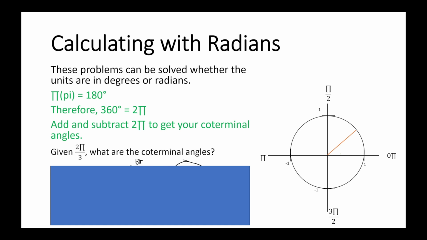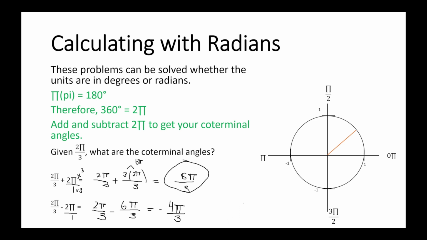coterminal angles. So let's try it. Let's say we have 2 pi over 3, and I want to figure out what my coterminal angles are. I'm going to add 2 pi. And here's the work that I show here. I'm just going to go through each part. So take a quick look. We're going to go through each one by one.